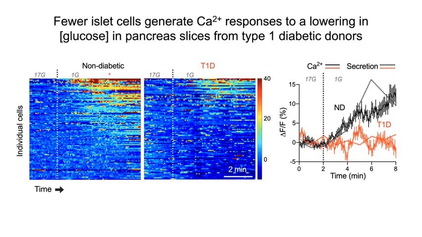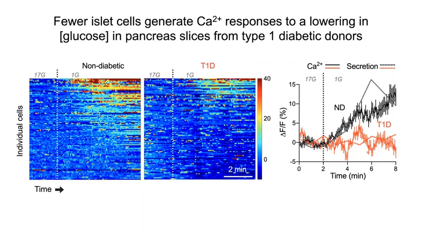If you compare slices from non-diabetic donors, you can see that the lowering in glucose elicits a strong response in many, many cells. In slices from type 1 diabetic donors, this response is much less, first of all less frequent, and also not as strong as the responses in slices from non-diabetic donors. This is plotted on the right. Here I show the comparison of the calcium response of these cells to the glucagon secretion that we see, and it looks very similar.